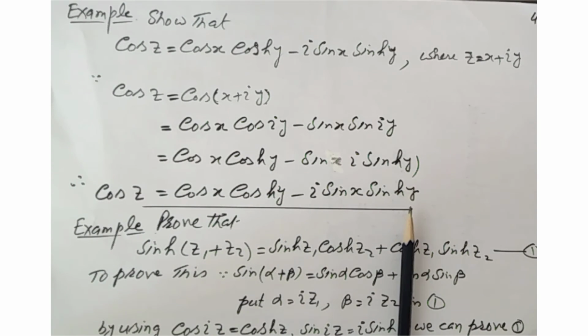Similarly, as another example, we can prove that sin hyperbolic of z1 plus z2 equal to sin hyperbolic z1 cos hyperbolic z2 plus cos hyperbolic z1 sin hyperbolic z2. To prove this, using this formula, we take alpha equal to iota z1 and beta equal to iota z2 and put them here. After simplification and using the formulas cos iota z equal to cos hyperbolic z and sin iota z equal to iota sin hyperbolic z, we can easily prove this formula.